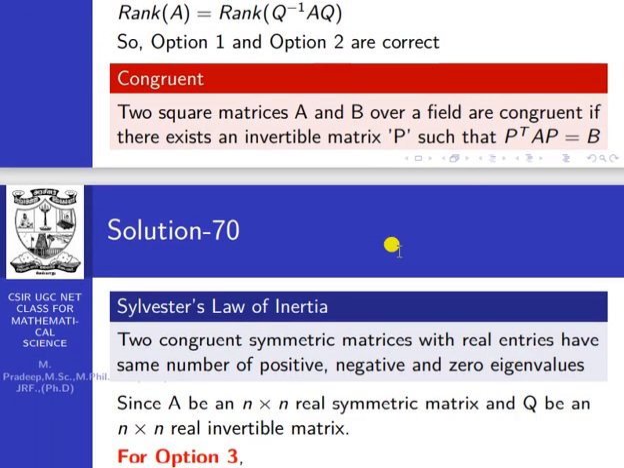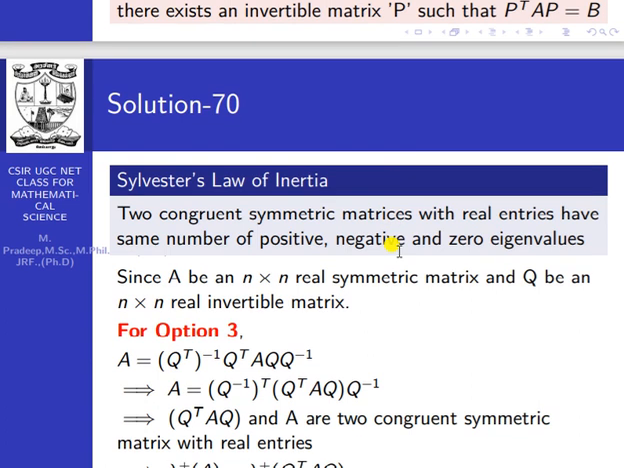Sir, why are we discussing congruent matrices now? We need Sylvester's law of inertia. That means two congruent symmetric matrices with real entries have the same number of positive, negative and zero eigenvalues. To apply this, we look at the congruent definition.